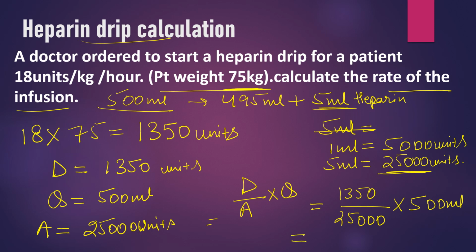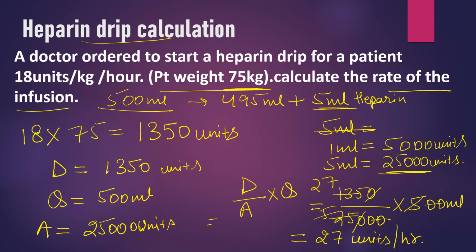Okay. Now infusion rate. How will we calculate? We will solve this, and we will get 27 units per hour. Clear?